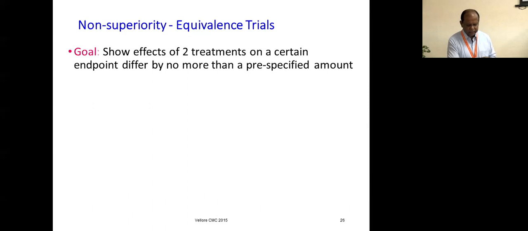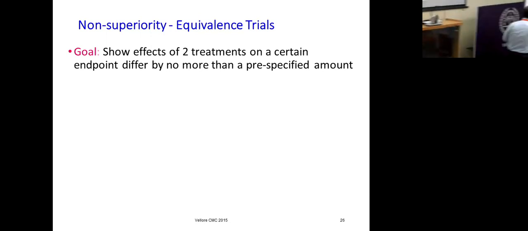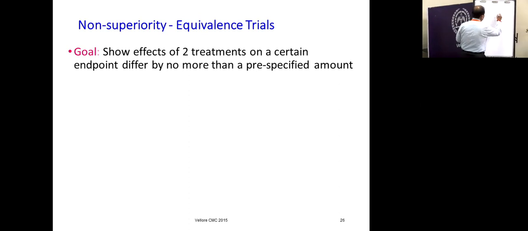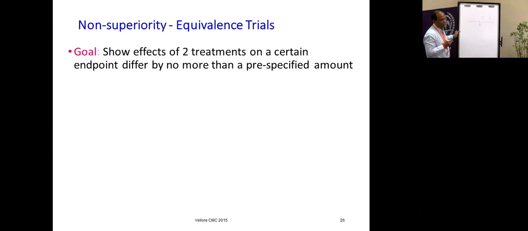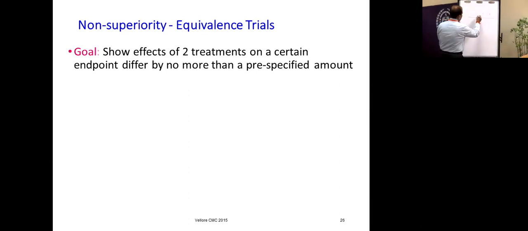Equivalence and non-inferiority designs, we'll see next. What I wanted to tell you is what we have been discussing. Please remember this when you go back and teach your juniors: this is 0, this is your confidence interval. If it avoids 0, this is significant. If it overlaps 0, this is not significant.